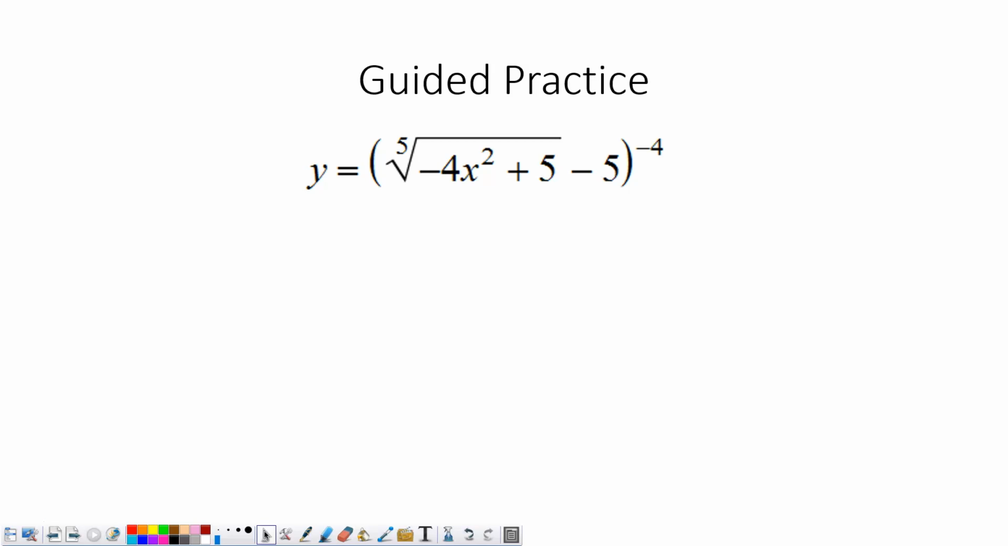Okay? So the first thing I want you guys to do is I want you to tell me, what is the yolk of this problem? What is the innermost function?